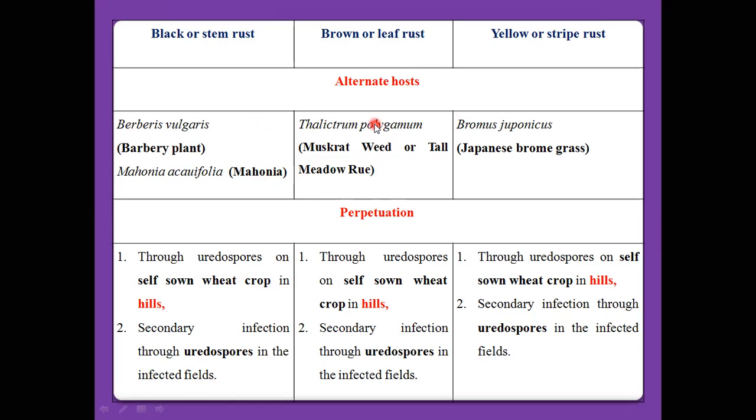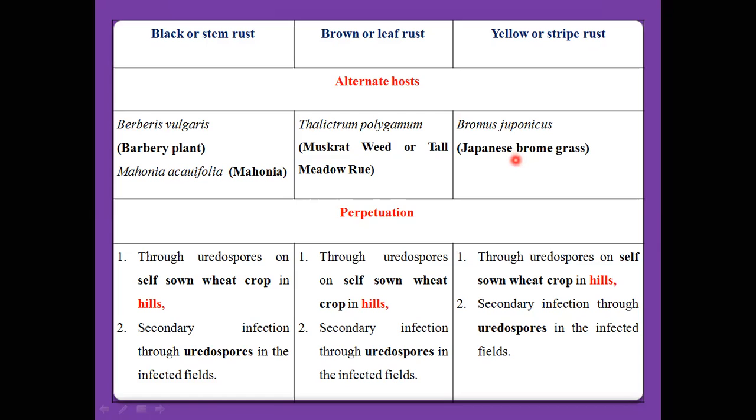Then regarding brown rust or leaf rust, Thalictrum polygamum, this weed species, acts as an alternate host to complete the life cycle of Puccinia recondita. And regarding yellow rust or stripe rust, Bromus japonicus, the Japanese brome grass, present everywhere, completes the life cycle of Puccinia striiformis.